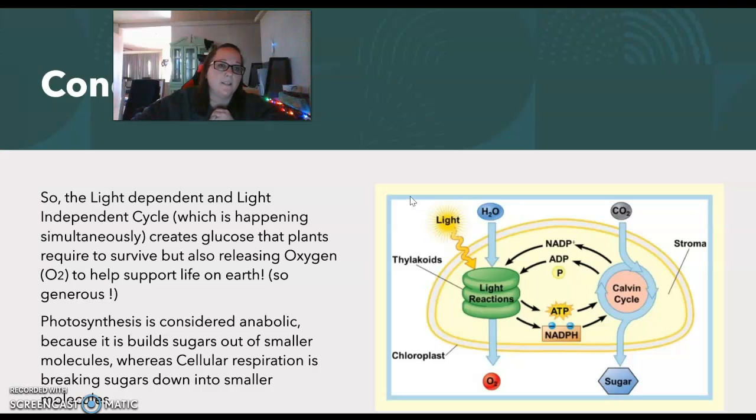So the light-dependent and light-independent cycle, which is happening simultaneously, creates glucose that plants require to survive, but also releases oxygen to help support life on Earth. How generous! Photosynthesis is considered anabolic because it builds sugars out of smaller molecules, whereas cellular respiration is breaking sugars down into smaller molecules.